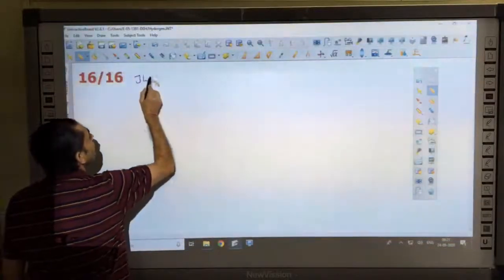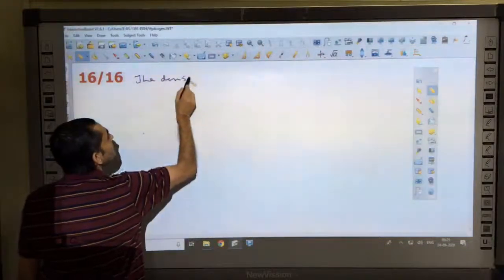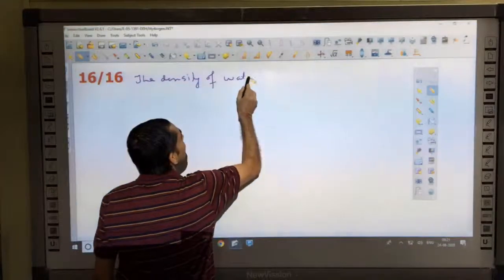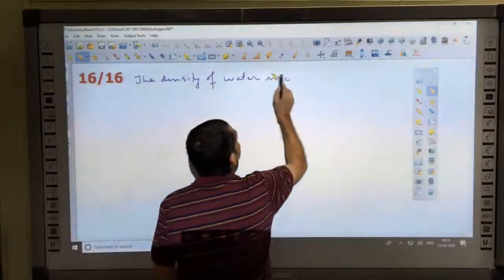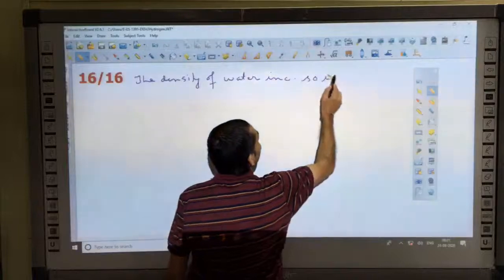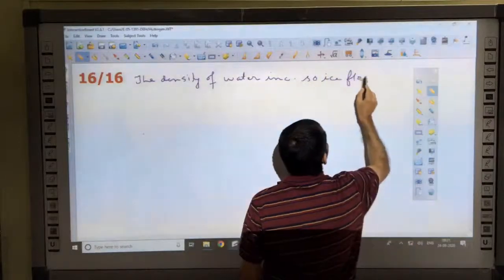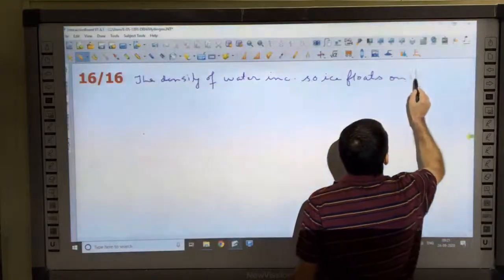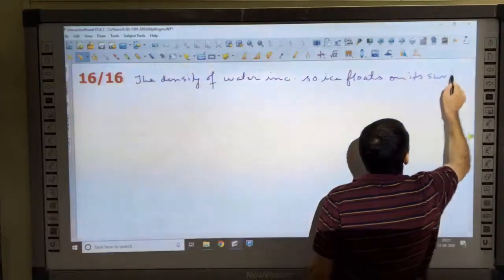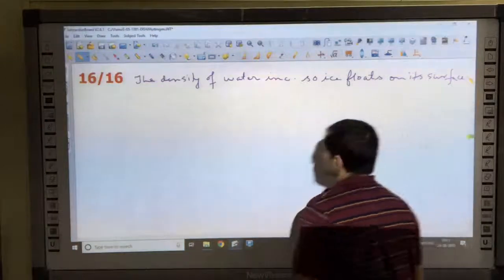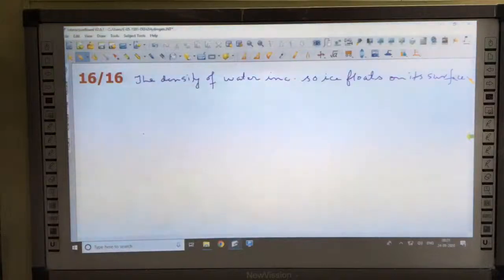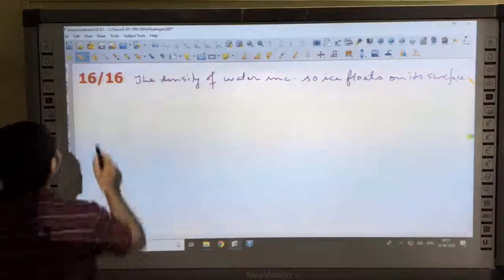Then what is going to happen after this? Because the molecules have come closer to each other, the density of water increases. So ice floats on water because ice has less density. This was very important. Ice floats on water. Ice has a cage-like structure, and when it has a cage-like structure, this is taking place. B part.